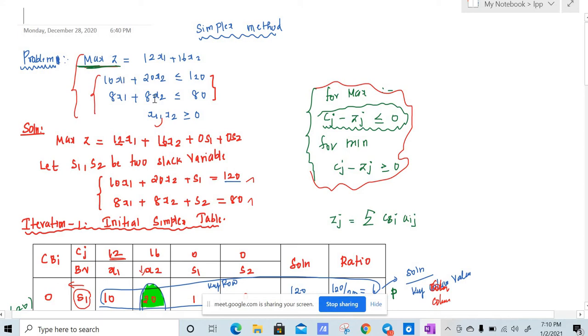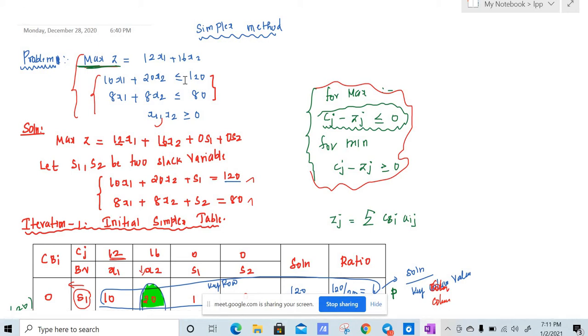Here we have two constraints, and they should always be less than or equal to. If it is greater than or equal to, you just multiply by a minus sign so that it becomes less than or equal to. So there are two constraints, so you add two slack variables, s1 and s2, and you change the inequality to equality, equal to 120 and equal to 80.